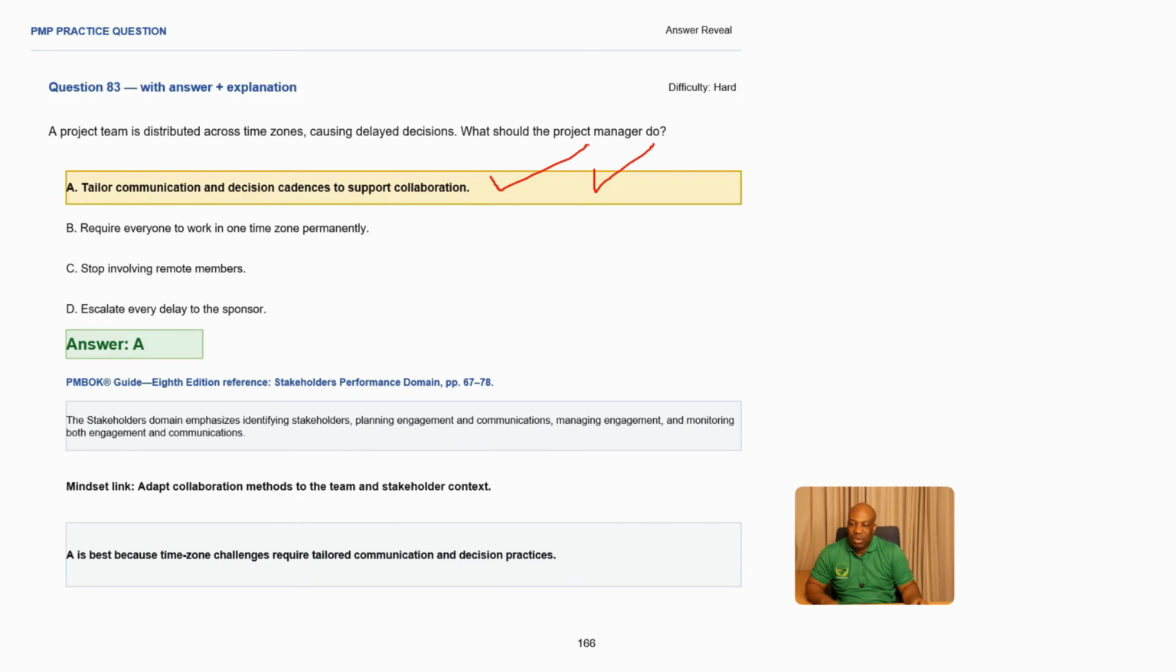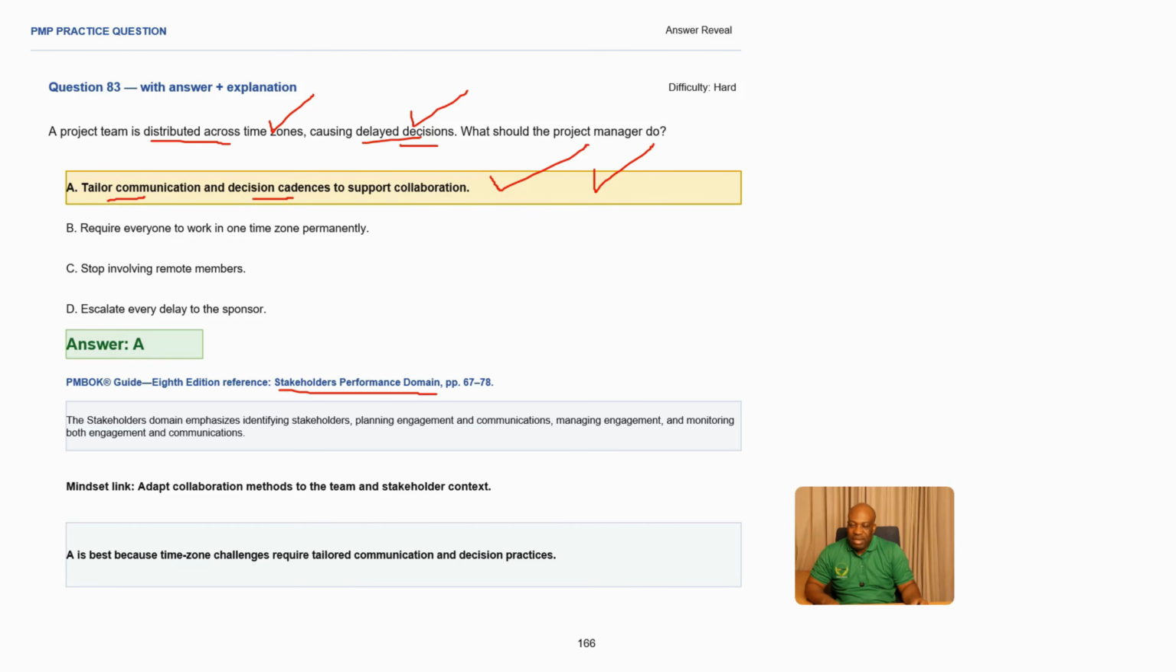You need to tailor communication and decision cadence to support collaboration. Because remember, you have a distributed team in different time zones, which is causing delays, okay? So you need to tailor communication and decision cadence to support collaboration. Tailor communication based on the different time zones that we have so that you don't have these delayed decisions, all right? And our reference to the PM book is the stakeholder performance domain.